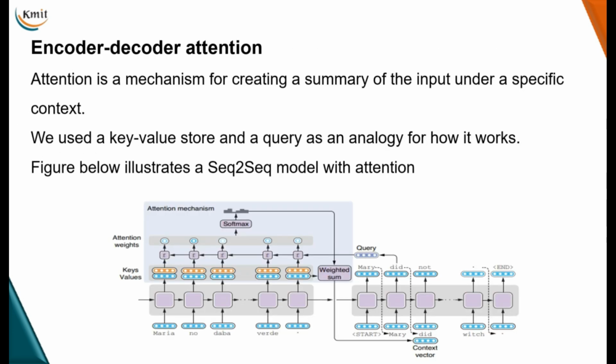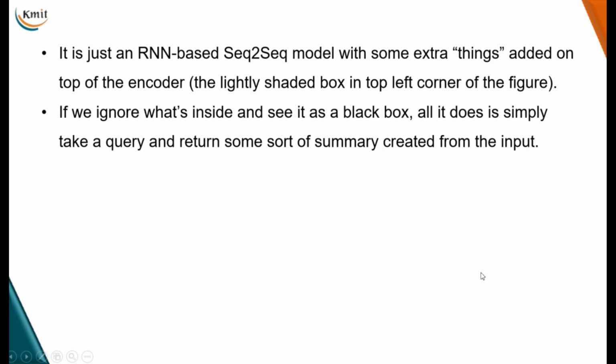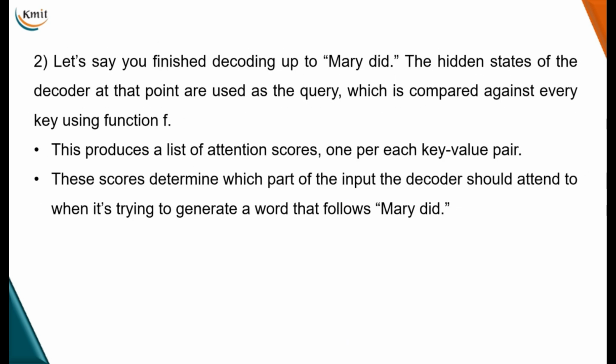Okay, so I have 4 words here: Mary, Maria, no, Baba, Verde. The output here is Mary did not. Let's say we have completed till Mary did. The hidden states of the decoder at this particular point are used as a query, which is compared against every key using function f. This produces a list of attention scores, one per key-value pair, and these scores will determine which part of the input the decoder should attend to when it's trying to generate a word that follows Mary did.